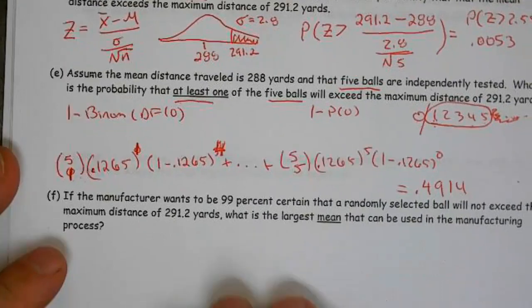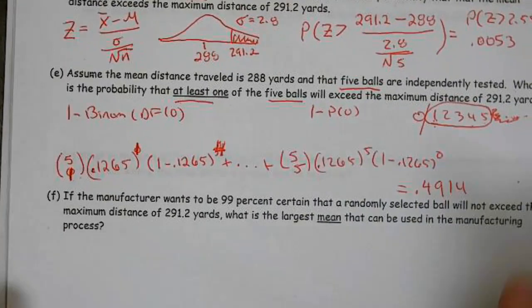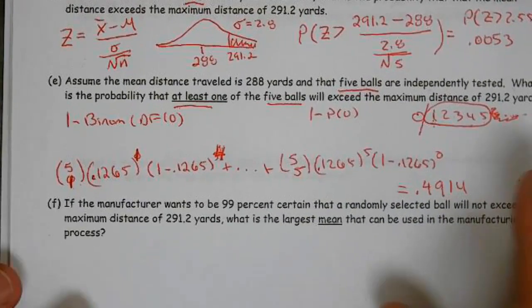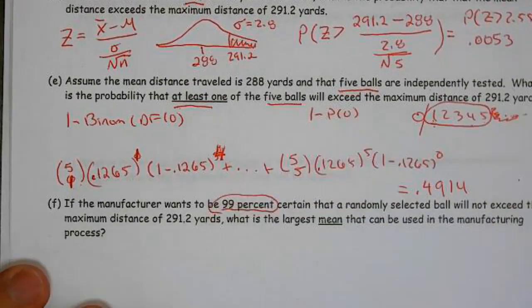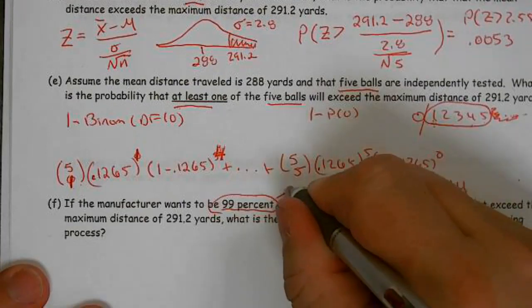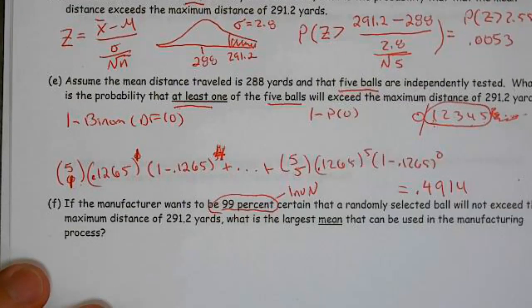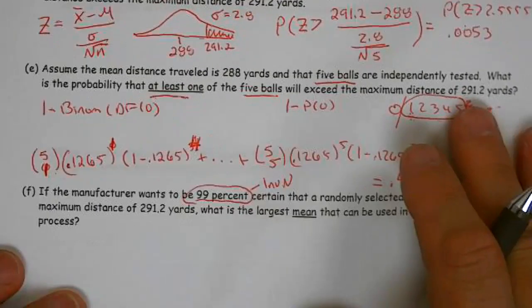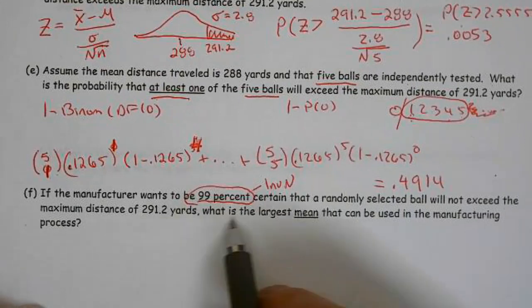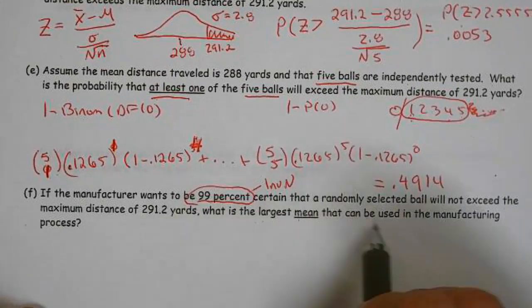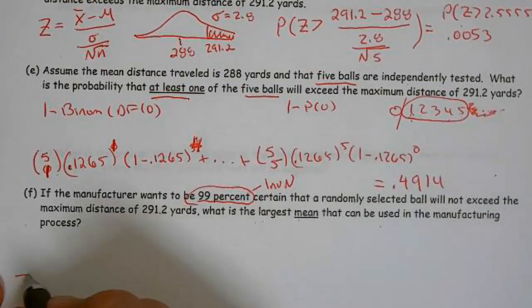All right, the last one. If the manufacturer wants to be 99% certain, so this is interesting, they give me an area. And if they give me an area, good chance that this is going to be an inverse norm because they gave me a percent or an area. So if the manufacturer wants to be 99% certain that a randomly selected ball will not exceed the maximum distance of 299, what is the largest mean that could be used in the manufacturing? Let's draw a picture.